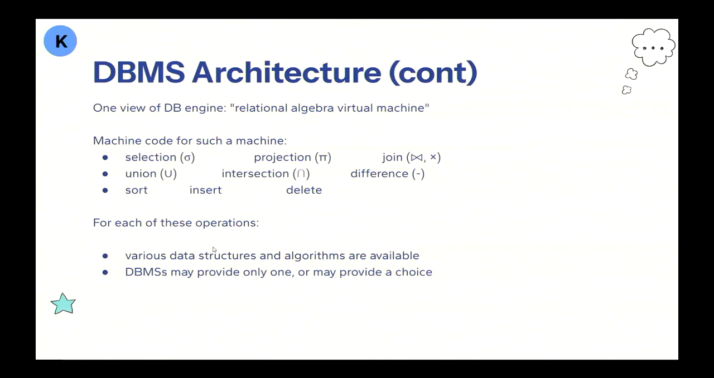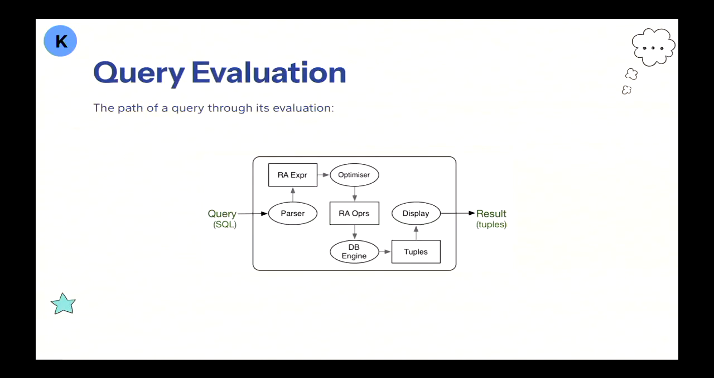So the machine code of such a machine is like all the basic operations of what we have learned, and some basic algorithms like sort. There are some data updating operations as well, like insert and delete. For each of these operations, there are various data structures or algorithms available. And DBMS may provide only one, or sometimes they may provide you a choice. And this is how DBMS do query evaluation.